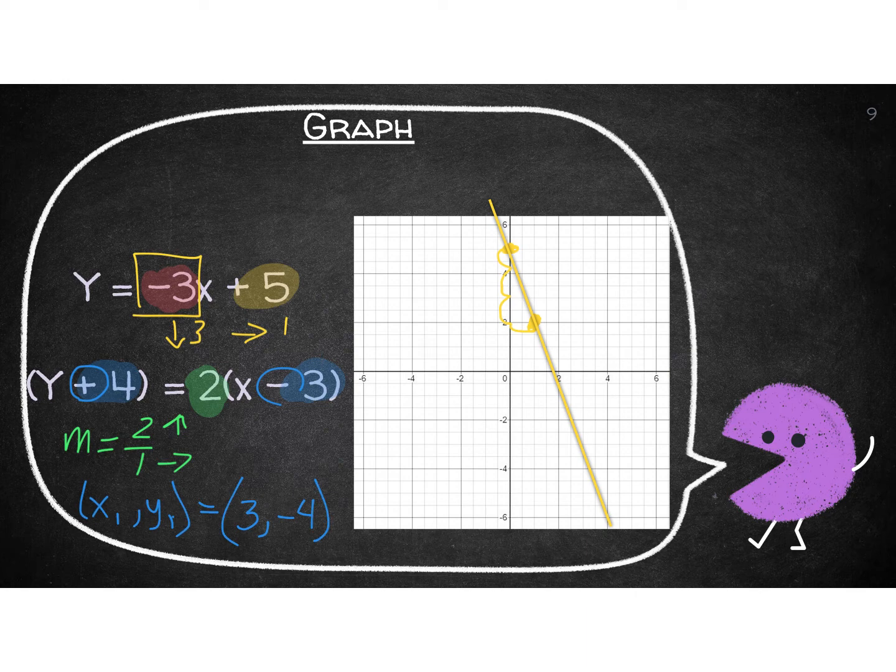And then I start there. 3, negative 4 is like right here. And then I'm going to count up 2 over 1. 1, 2, 1. So right there, and then I draw my line. And that would be the line of the second one.